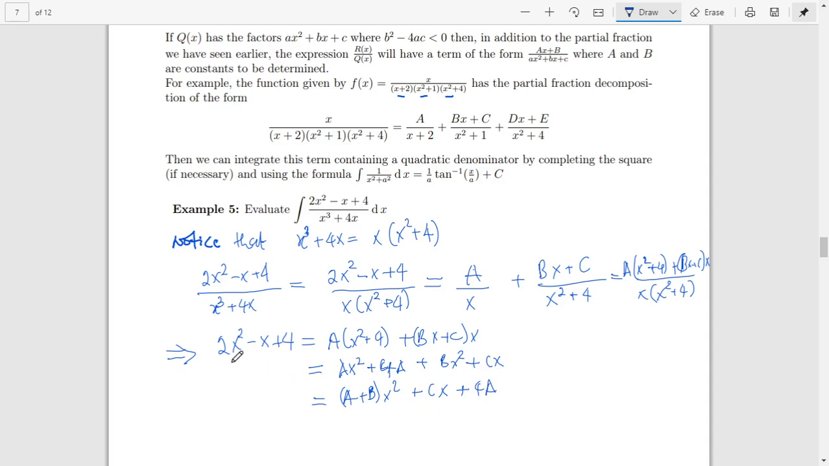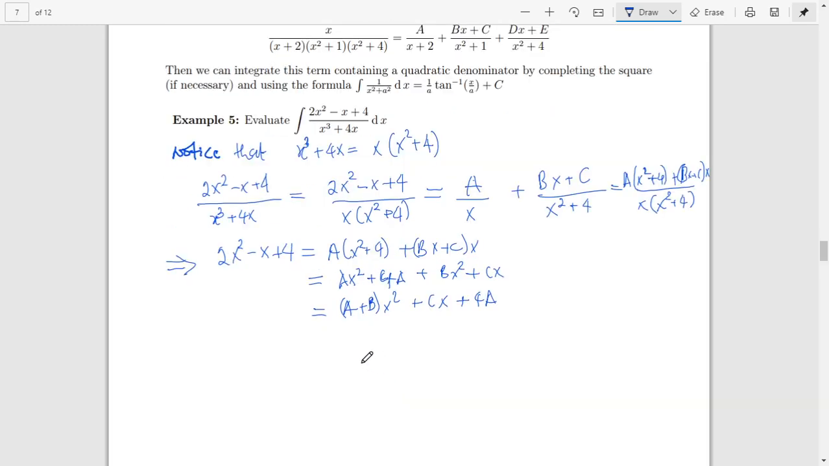Now, since these two expressions are equal, they are polynomials. For them to be equal, their coefficients must be the same. That means the coefficient of x squared and s squared here must be equal. The coefficient of x here and x here must be equal. The constants must be equal. So this implies equating coefficients.